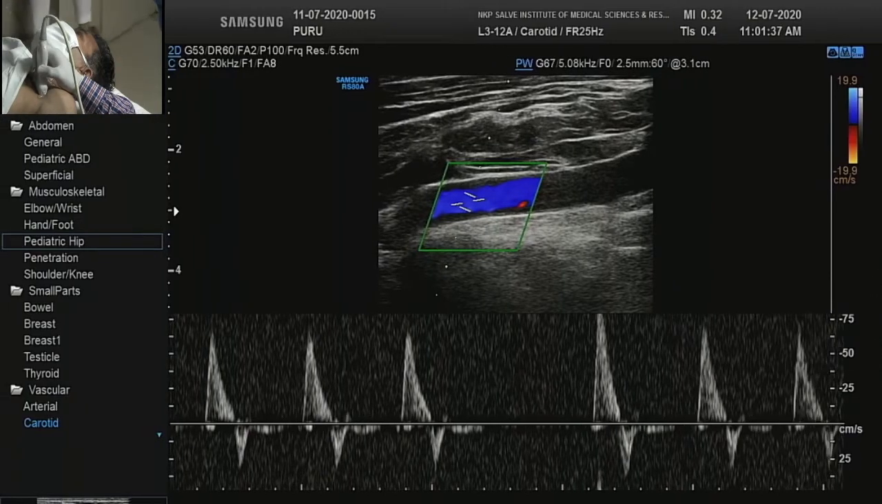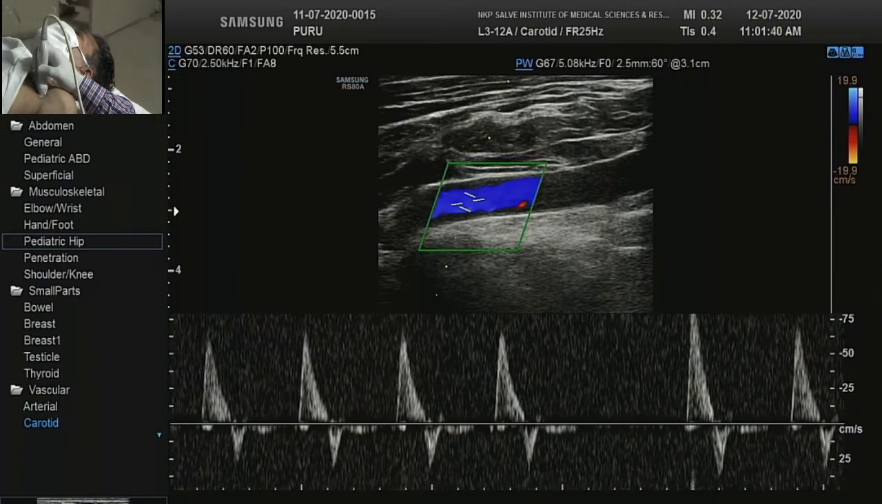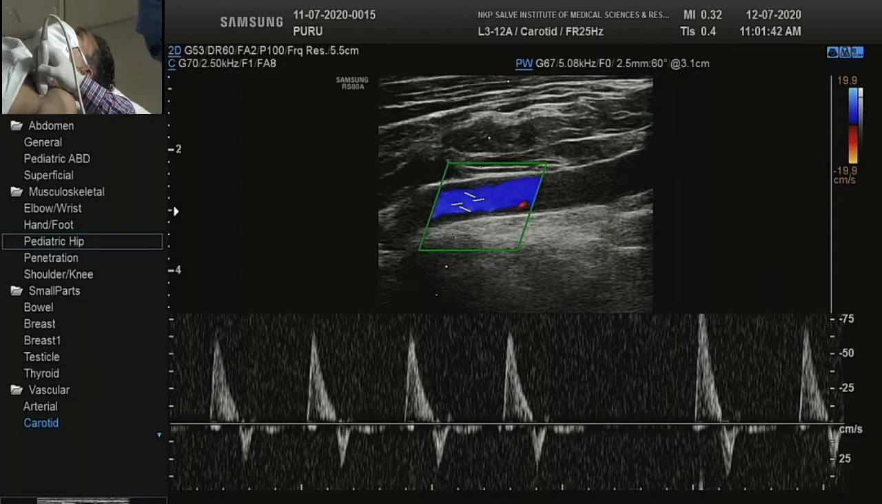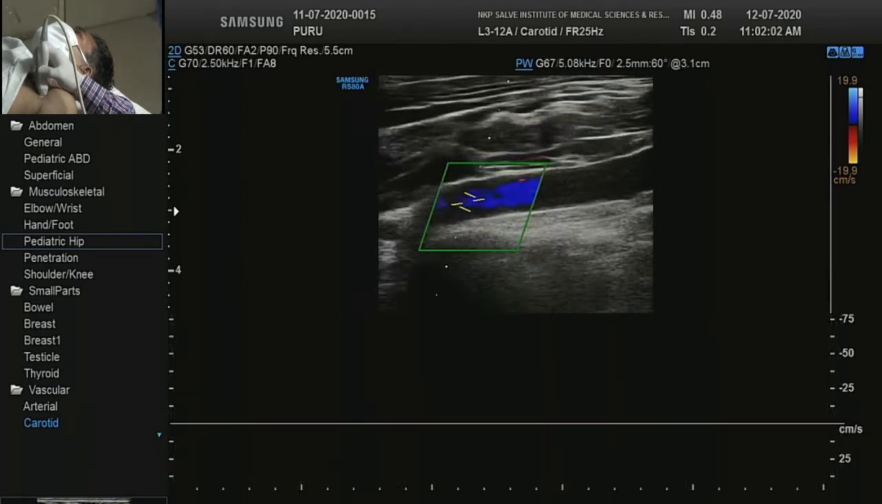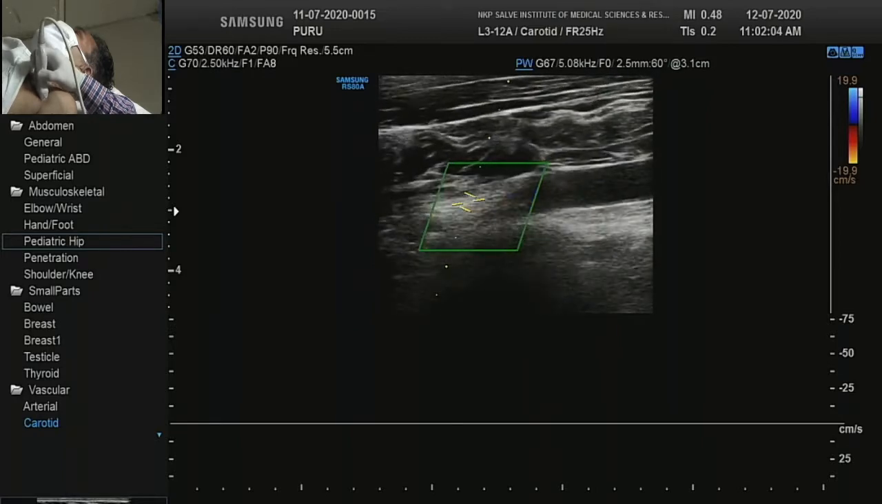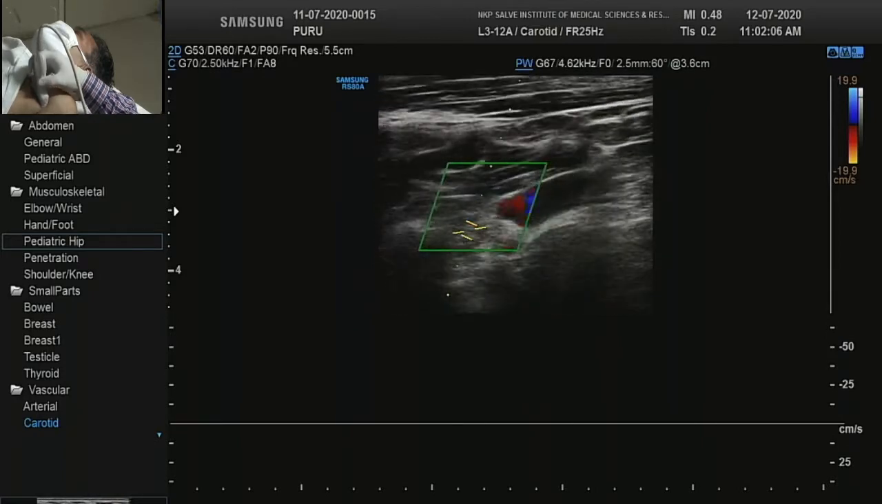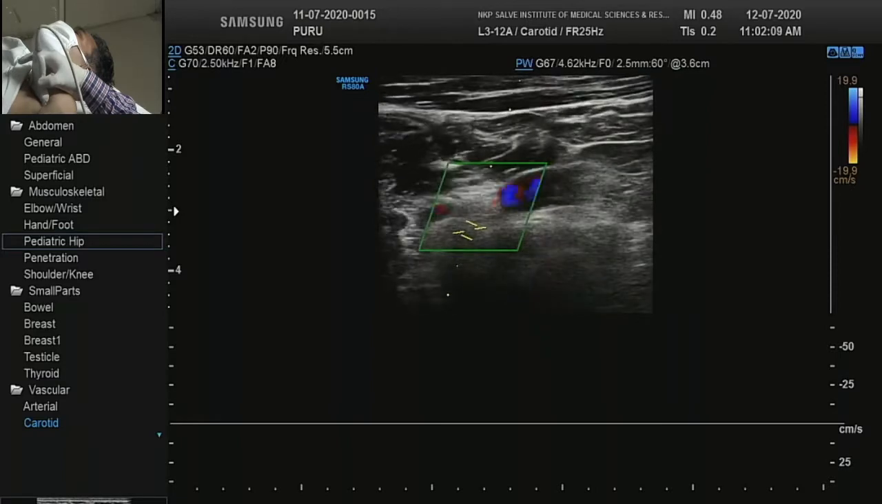So as you see, the triphasicity is there: a sharp systolic peak, sharp coming back to normal, diastolic reversal, and a little bit again of systolic peak. At some point you don't see it, so you have to screen it for some point of time to get it right. So as this enters the axilla, we just follow it.